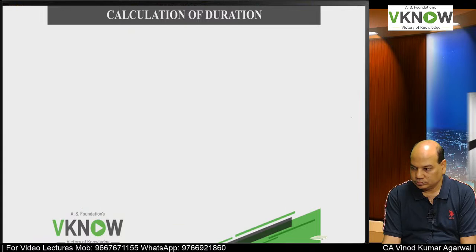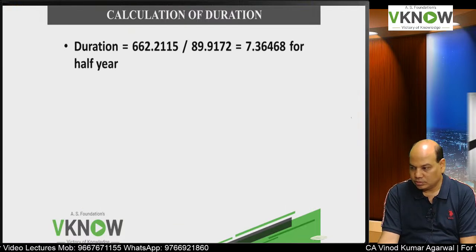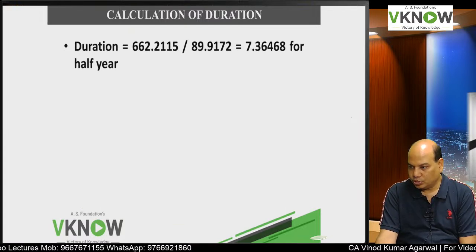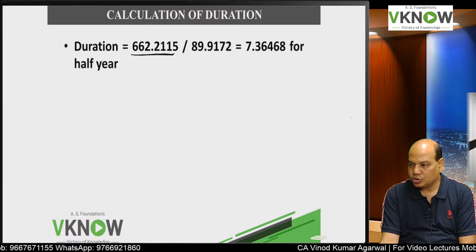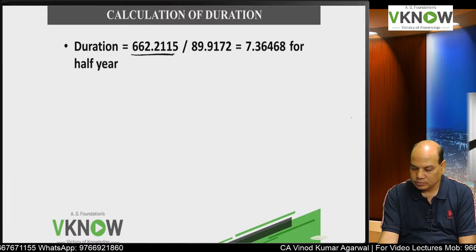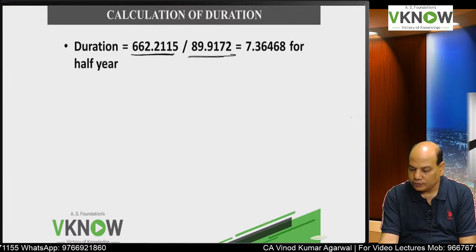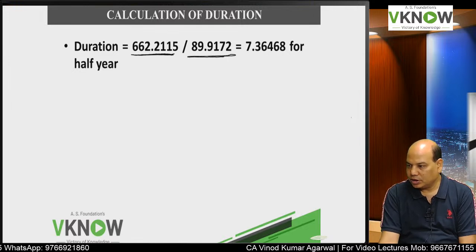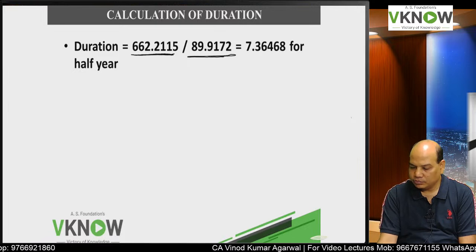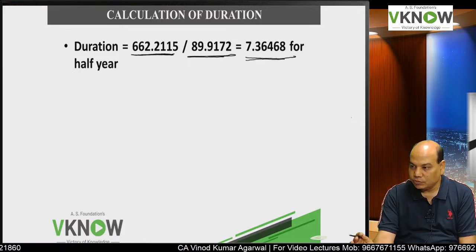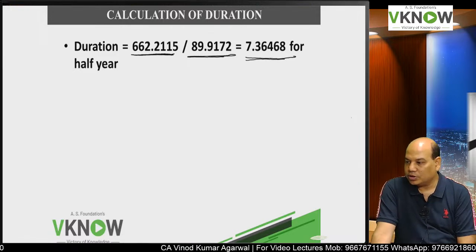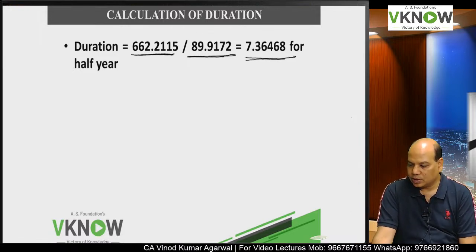Right below duration, the total of the last column, 662.2115, divide by the total of the fourth column, 89.91. If you have got 95, write 89.95. But this is not the final answer. This is for half years. 7.36468 approximately.